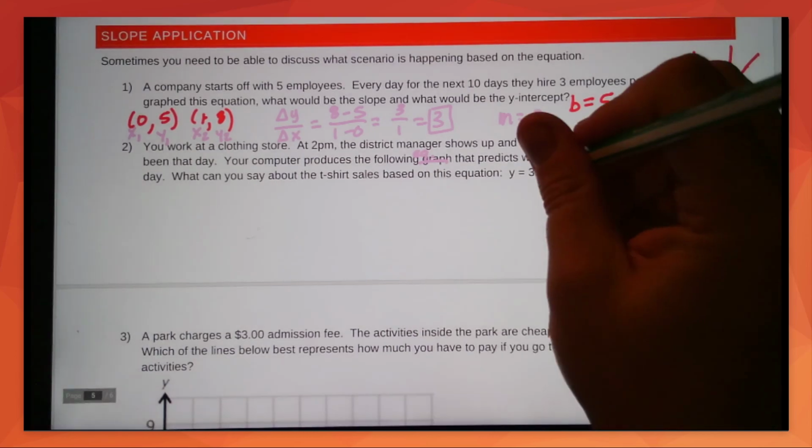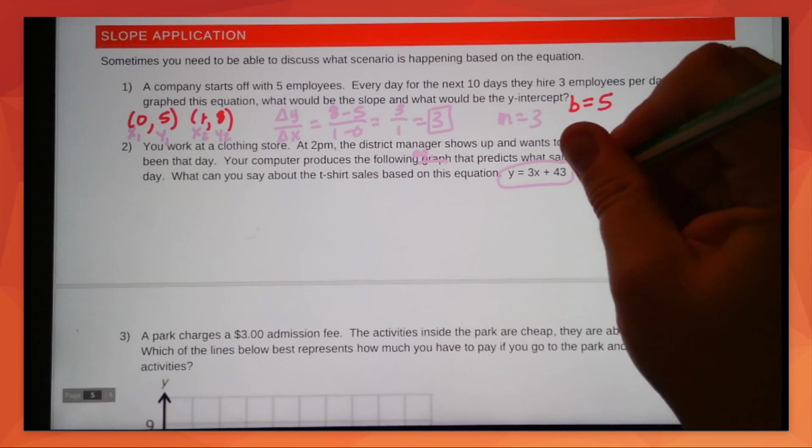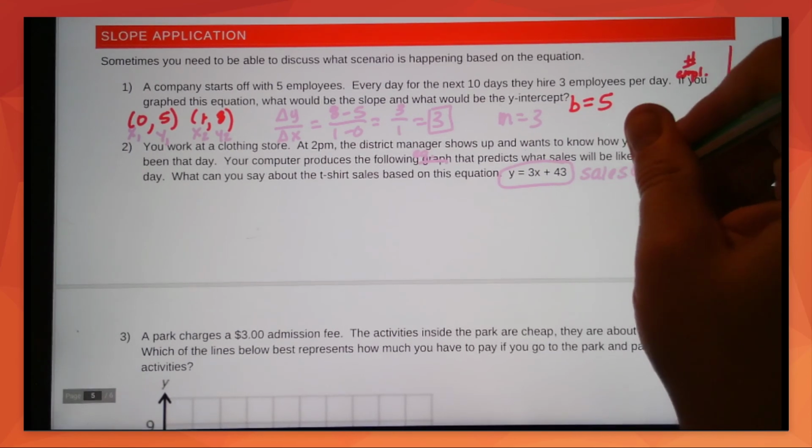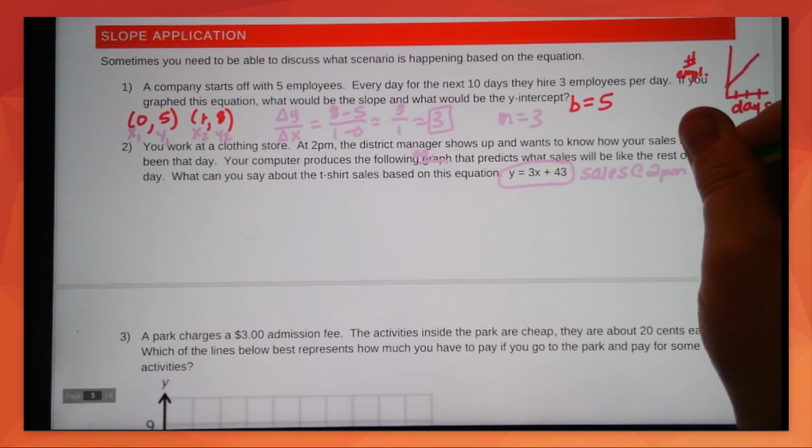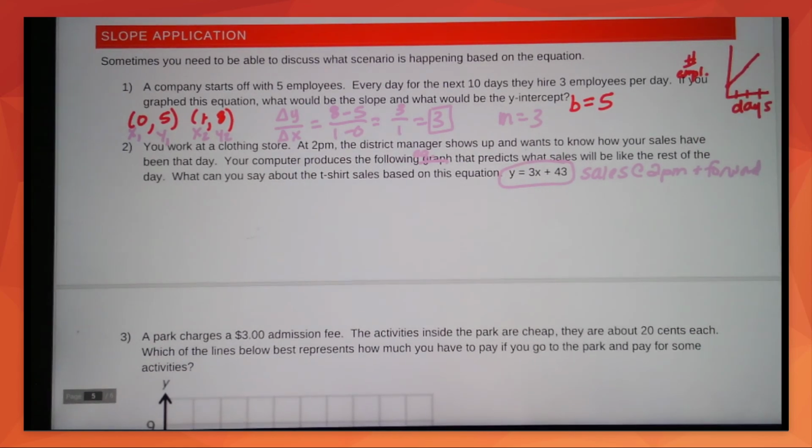So this represents sales at 2 p.m. and forward, because this was produced at 2 o'clock. So we've already been open for a couple hours. We've already sold some stuff.